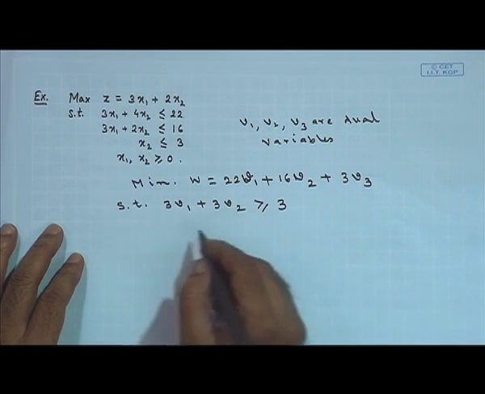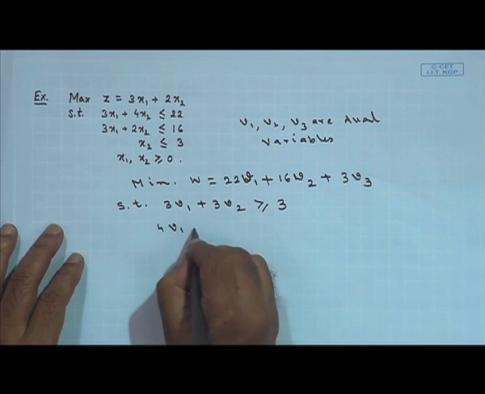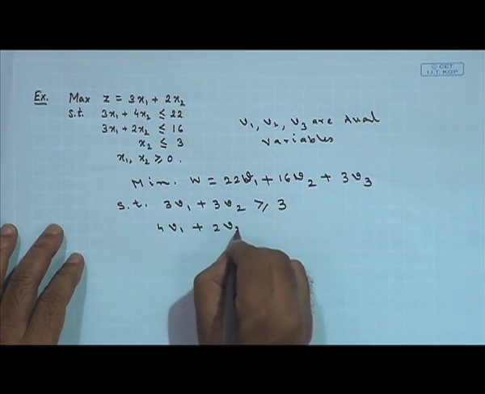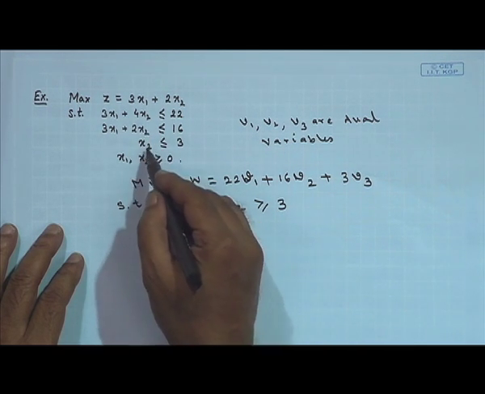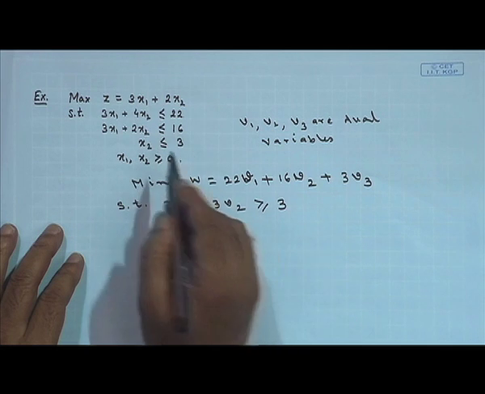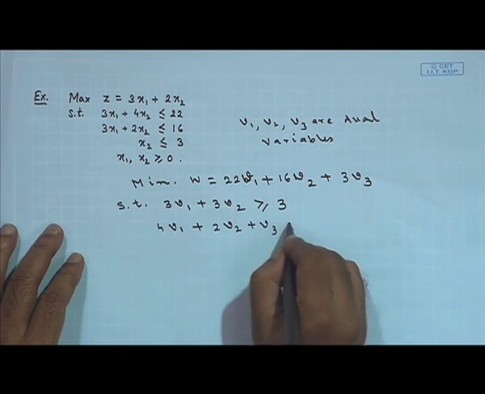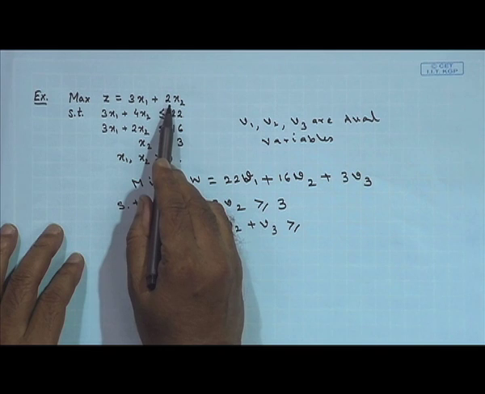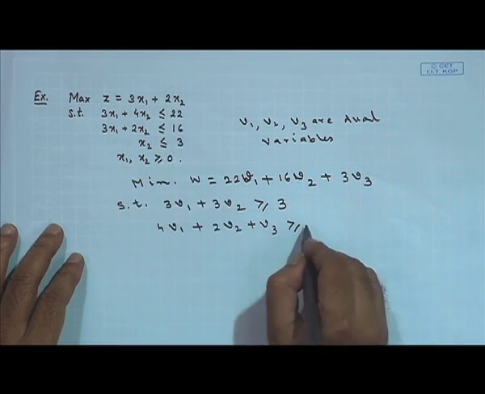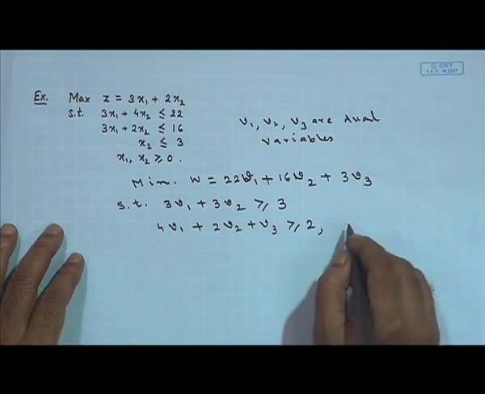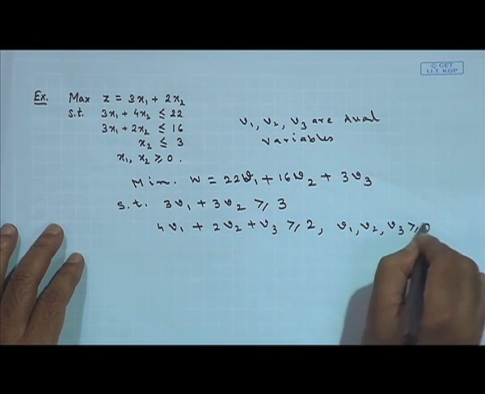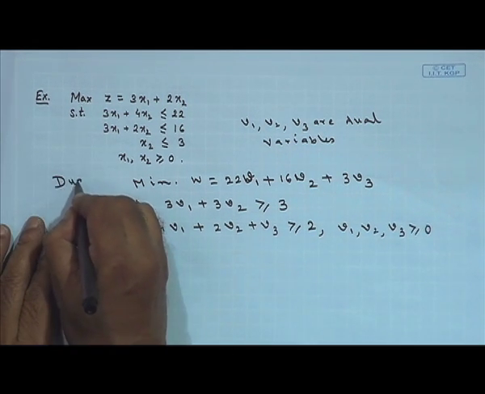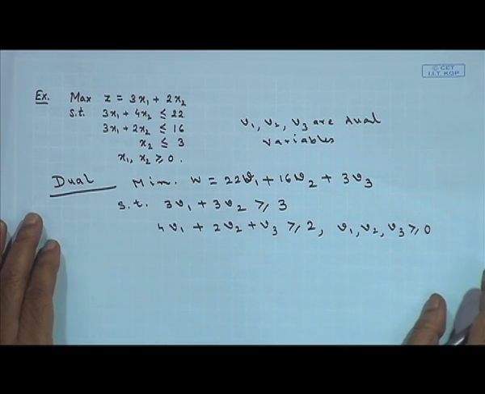Similarly, for the next one it will be 4 V1 plus 2 V2 plus V3, since the third constraint corresponds to the variable V3, greater than equals the coefficient associated with the variable x2, which is 2, and obviously V1, V2, V3 greater than equals 0. So the dual of this original problem is this one.